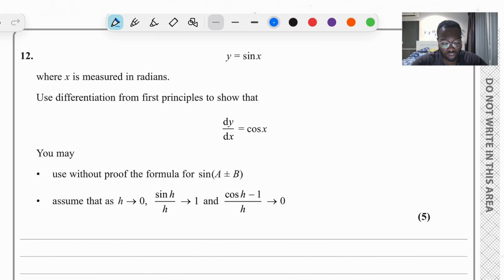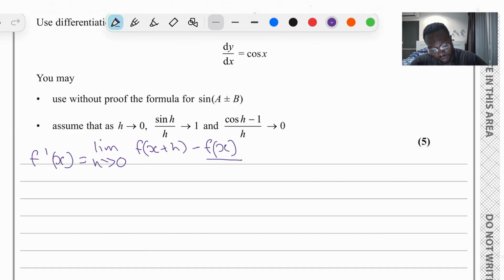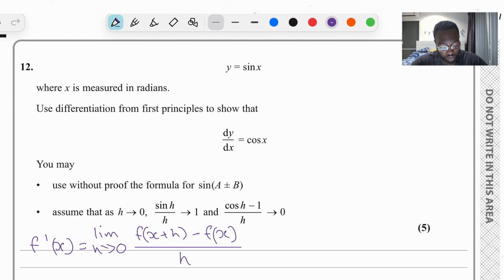So what we can do is start off just doing it normally. So what is differentiation from first principles? This is in our formula booklets, but if I just write it here, we know that f dash x is equal to the limit as h tends to 0 of f of x plus h minus f of x, all over h. So we just need to put our value in for this.